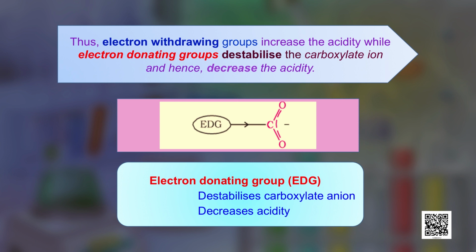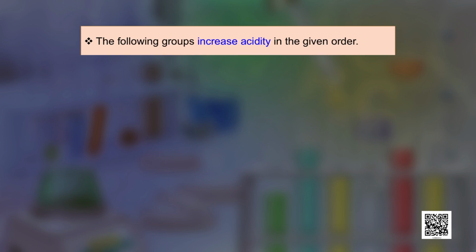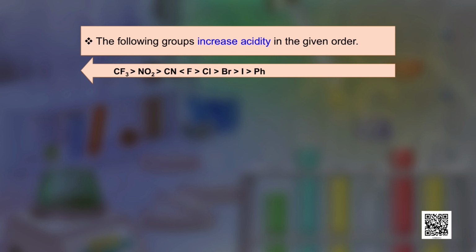So, you can easily compare that if an electron withdrawing group is present, acidity will be increased, while if electron donating groups are present, acidity will be decreased. The following groups increase the acidity in the given order: trifluoromethyl, if it is present with 3 fluorine atoms, increases the acidity more than the nitro group, which is greater than the cyano group, which is a little lesser than fluorine, and then fluorine when present increases the acidity more than when chlorine, bromine, iodo group or even a phenyl ring is present.